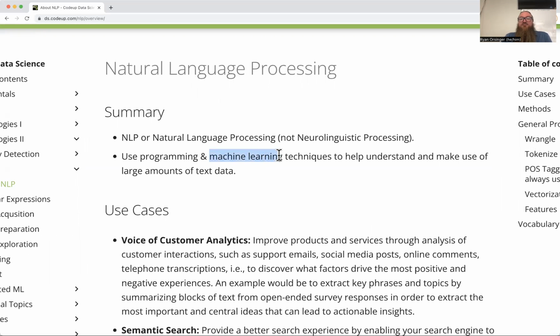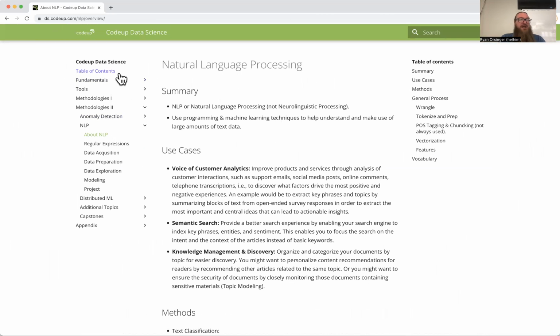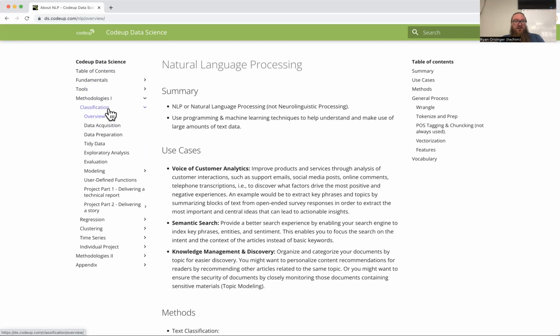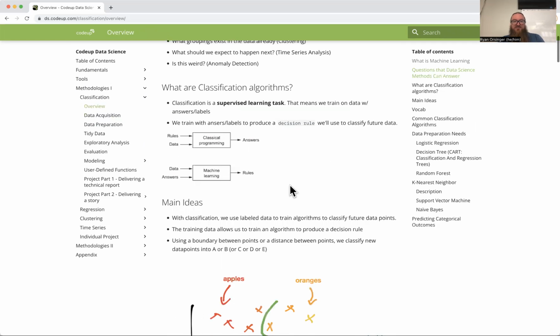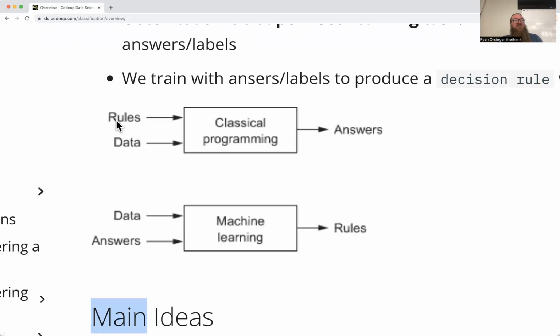NLP is not just ML. It's not just machine learning. Even the underpinnings of NLP go back to good old-fashioned programming. But the thing that human beings feel is magic with machine learning goes back to this diagram on supervised ML. Classical programming takes in the rules and the data to give you answers. This is how the first spam detection worked. Human beings said, oh, if there's "free" in the title, it's spam. That's a human-based rule.